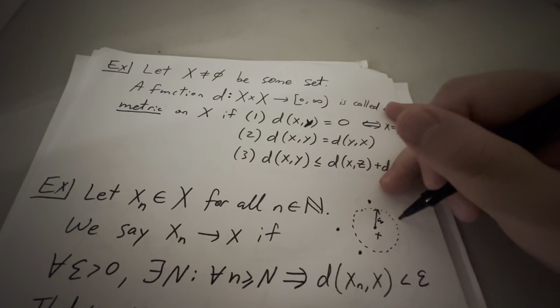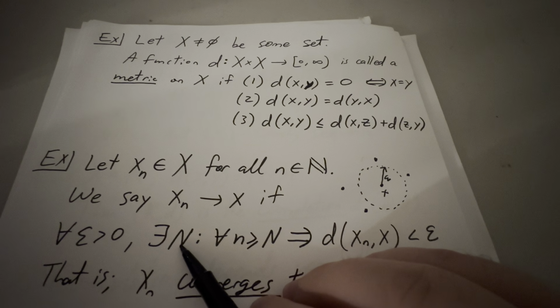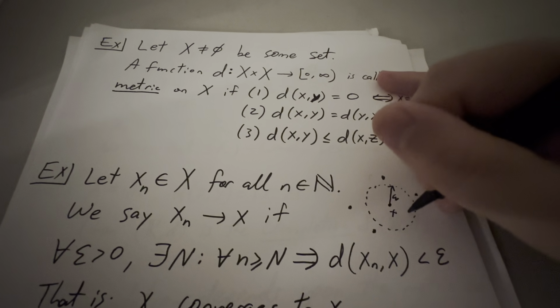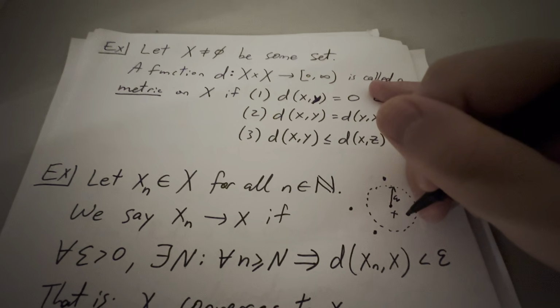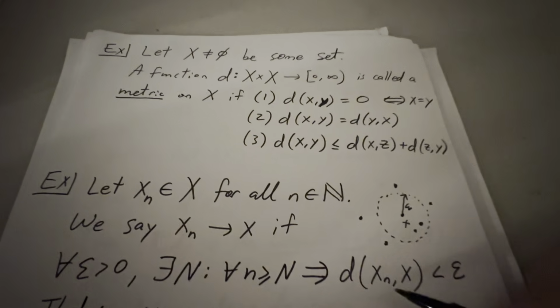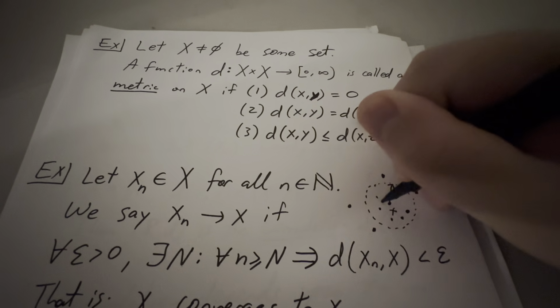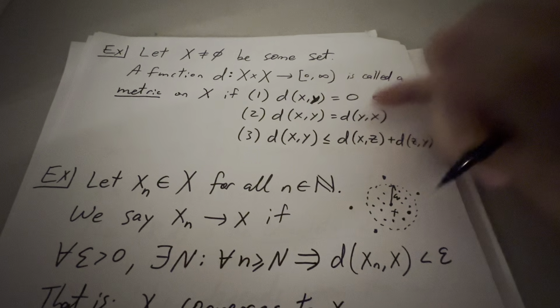But what this is saying is that at some point in the sequence, which is what this big N is, at some point in the sequence, you will be inside this epsilon sphere. And once you're inside this epsilon sphere, this statement that shows up here says that you never leave. So it looks like this. I'm never allowed to leave the sphere.